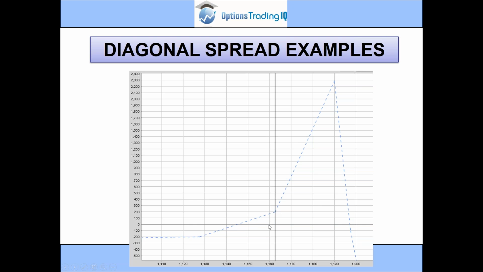If the Russell stays pretty flat over the next few days, you can see we've got a little bit of income potential there. And the other way we can profit is if it really slowly drifts up into this area here, around 1175, 1180, and if it ends there very close to expiry, we can do pretty well.